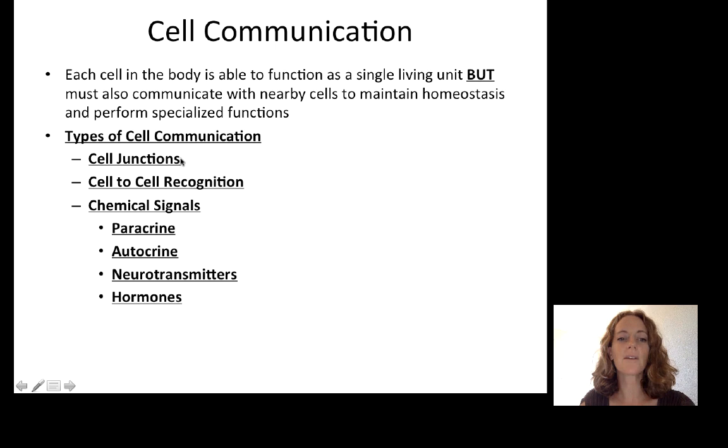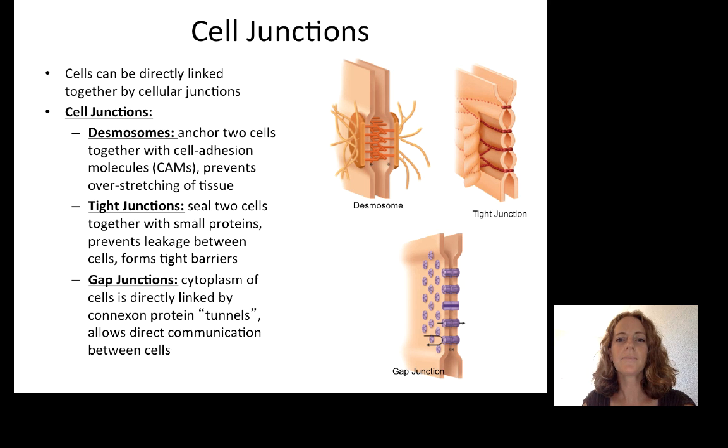So the types of cellular communication, we're going to talk about cell junctions, when cells are actually joined together. We're going to talk about cell-to-cell recognition. We're going to talk about the various types of chemical signals and the chemical signaling that can happen across short or long distances between cells. So first, this is how cells are joined.